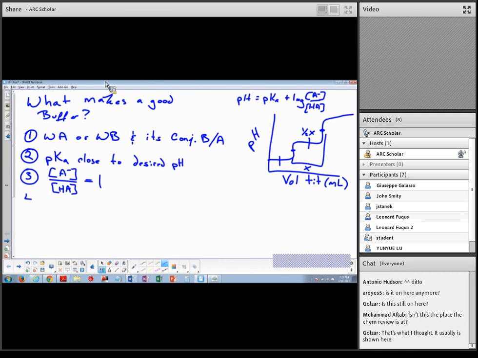Okay, and then the last one. We want high buffer capacity. Basically what that means is we want high concentrations of A minus and HA. The bigger those concentrations are, the more H plus and OH minus they can absorb. So we'll just say high concentrations. So that's what's going to make a good buffer.